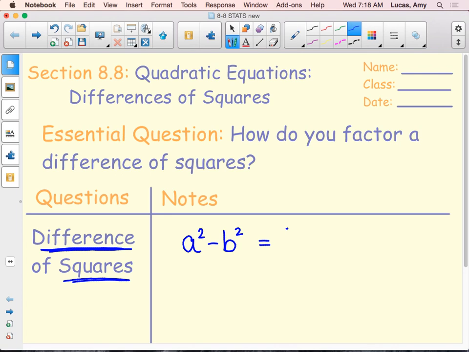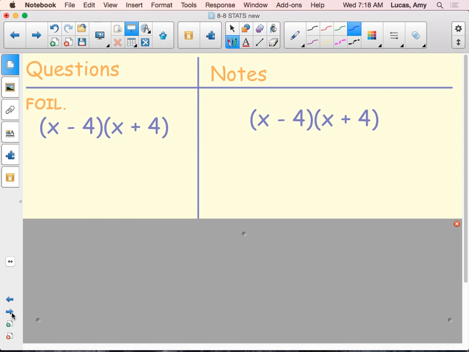And what you will see is that the factoring pattern we're working with is that our binomials would be a plus b and a minus b, or a minus b and a plus b. The order doesn't matter. On this next slide, I am going to remind you what happened when we FOILed and our binomials looked like that. So our first example is x minus 4 times x plus 4.